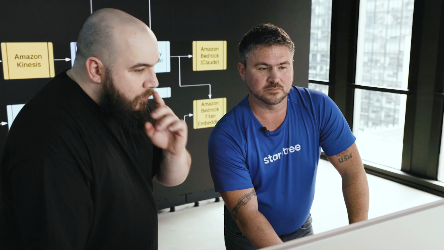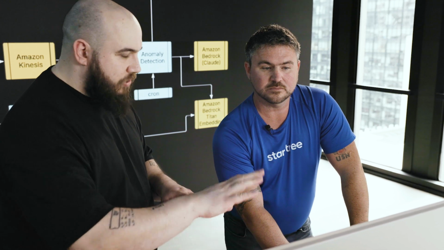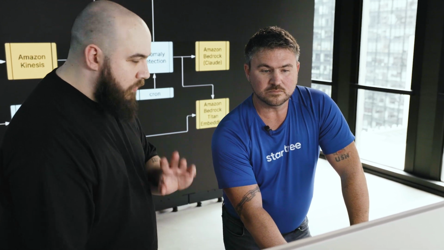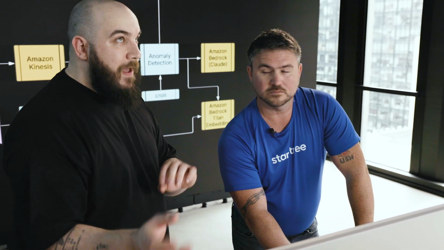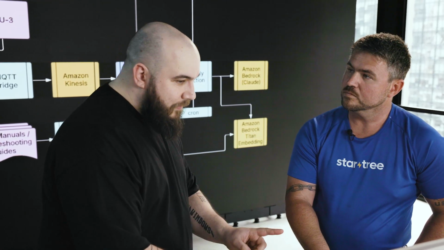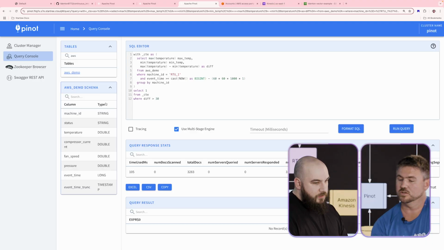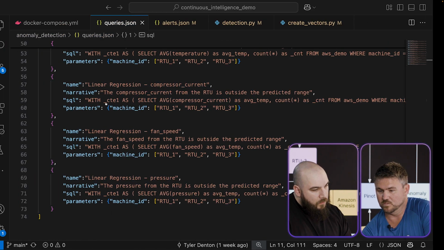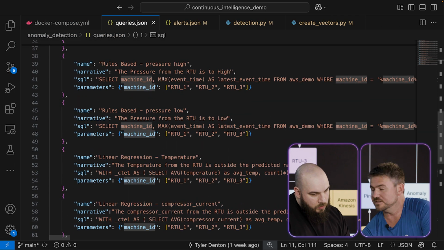So are you using specifically the StarTree index here, or is that just normal queries? Because I remember we did the StarTree index with the max temperature or whatever. Are we running anomaly detection on that, or just normal data we have in the streaming table? So some of the queries we're writing are using the StarTree index.